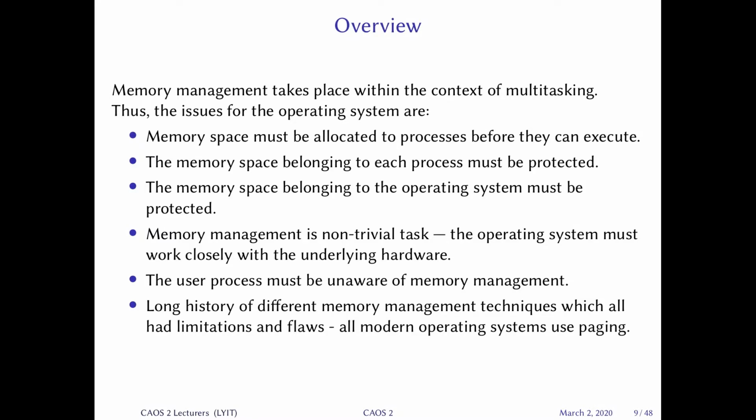Another point is that the user process must be unaware of memory management. We'll talk about this in a later lecture, which is about virtual memory. But remember that we started this lecture and we said the user process operates in a little bubble of delusion, which says that it has absolute and total access to all the memory in the system. So the perspective of the user process is very simple. It believes that it is the only process executing in the computer, even though that's not true.